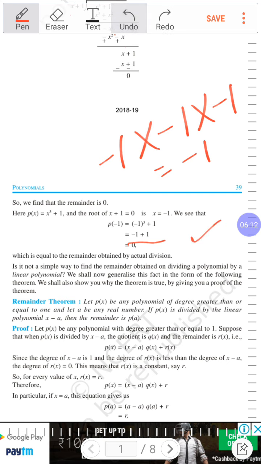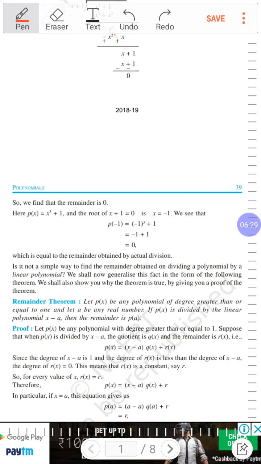Okay. Now here it has been written, which is equal to the remainder obtained in actual division. Both are equal. Is it not a simple way to find the remainder obtained on dividing a polynomial by a linear polynomial? Sorry, here it has been written as a question: is it not the simple way to find the remainder? Of course, it is the simple way.